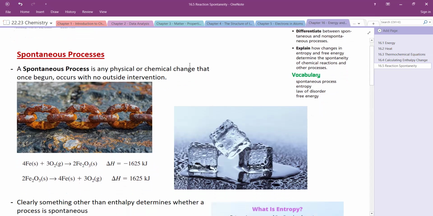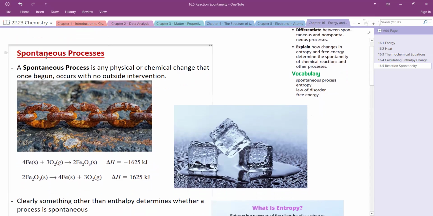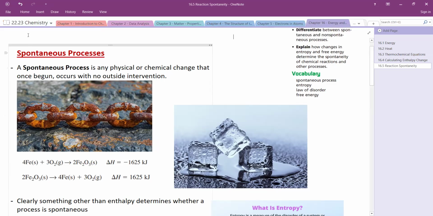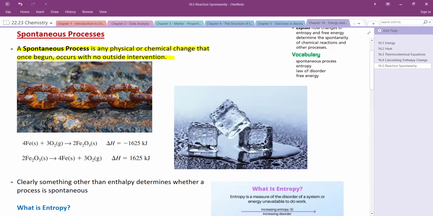So to begin, I think it will make the most sense to define a spontaneous process, right? A spontaneous process is any physical or chemical change that once begun will occur without outside intervention. Another way to think about this is it happens on its own. So these are things that we see happening in nature and they naturally happen, right? Nobody makes it happen. An example that I like to use here is rusting.